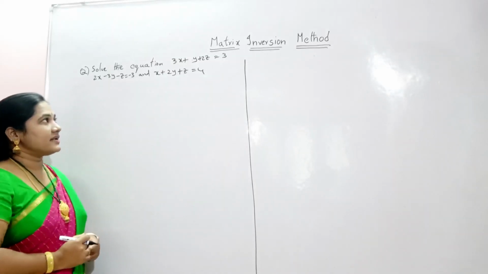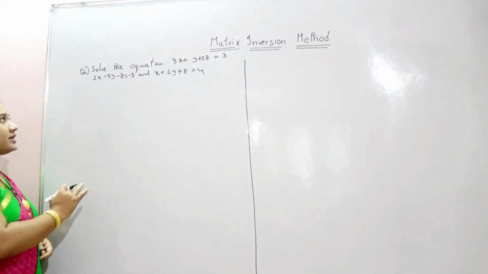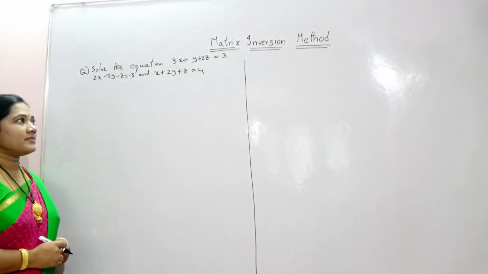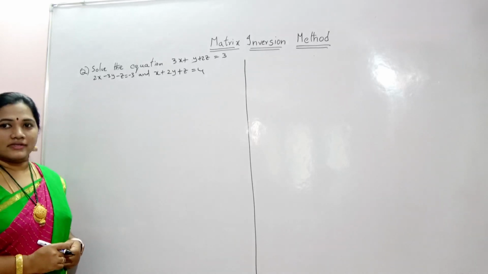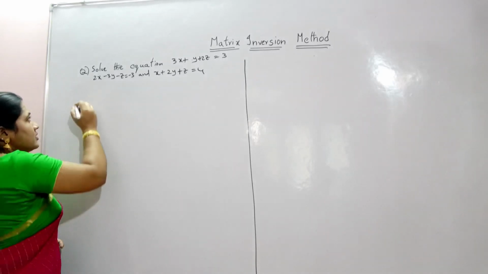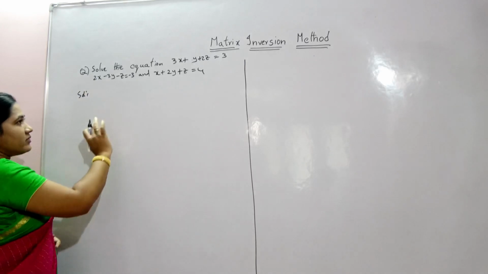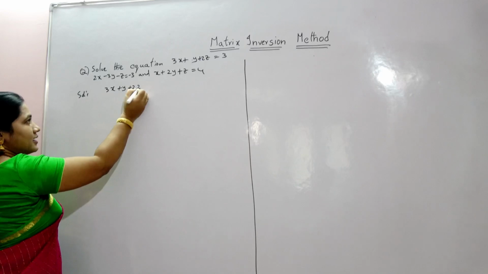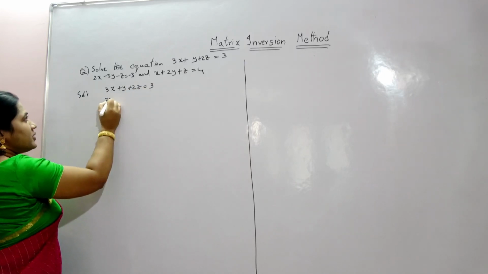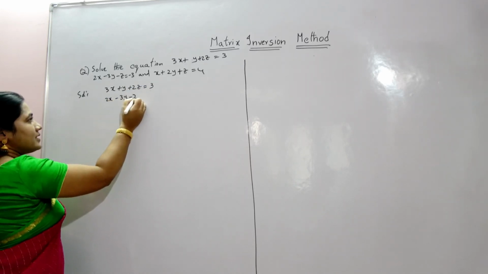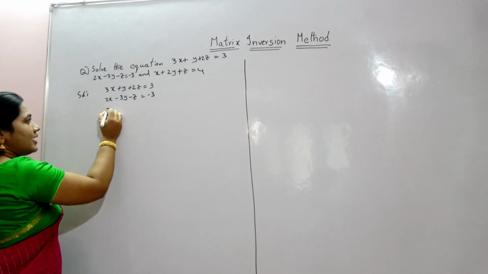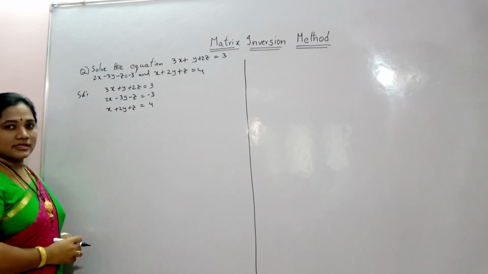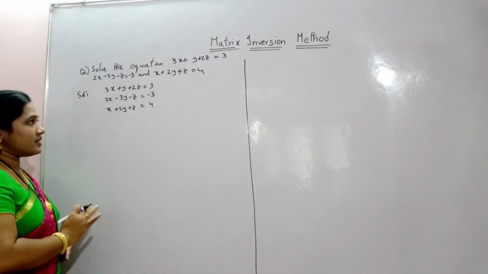Solve the equations 3x plus y plus 2z equals 3, 2x minus 3y minus z equals minus 3, and x plus 2y plus z equals 4 using the matrix inversion method. This is our problem. First, write down the given equations: 3x plus y plus 2z equals 3, 2x minus 3y minus z equals minus 3, and x plus 2y plus z equals 4. These are the linear equations given in the problem.